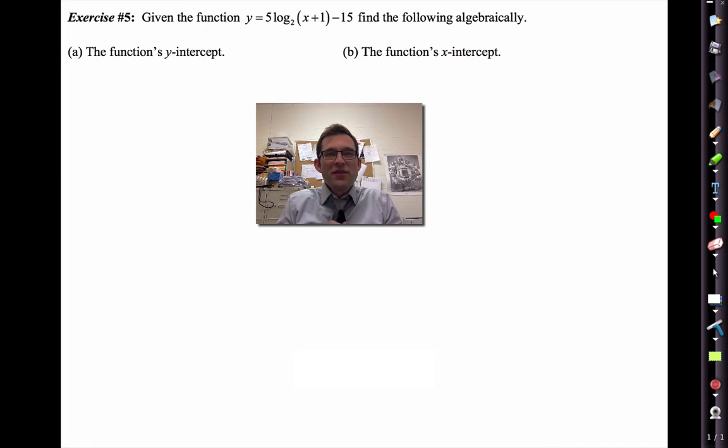Given the function y equals 5 times the log base 2 of x plus 1 minus 15, find the following algebraically: the function's y-intercept and the function's x-intercept. And again, we want to do that algebraically. We could probably do it graphically given the operating systems on most modern graphing calculators, but we want to do it algebraically. Now, I have no doubt that everyone should be able to do letter A on their own. Letter B might be a bit trickier. What I'd like you to do is pause the video now, take a shot at both of them, and then we'll revisit, okay?